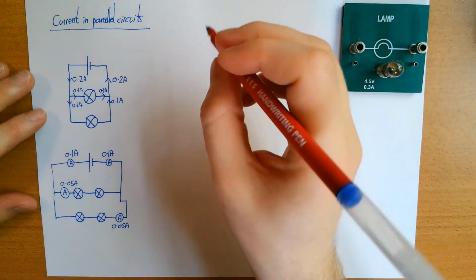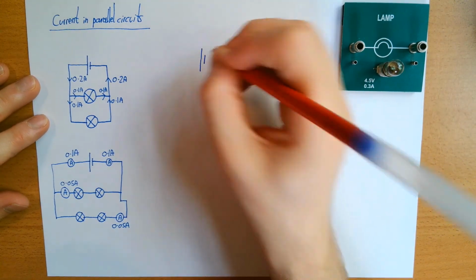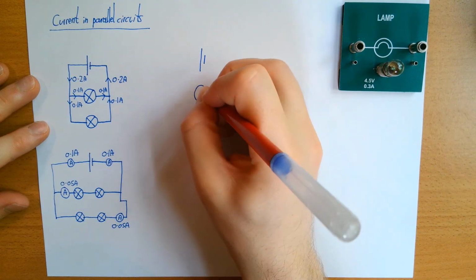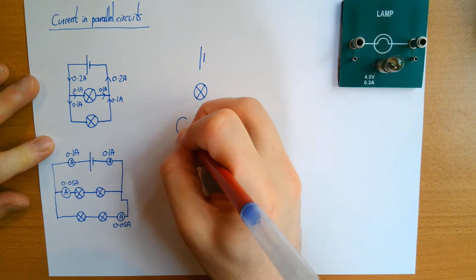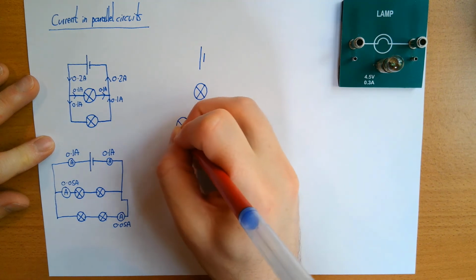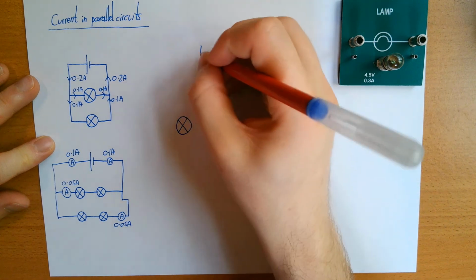But in this circuit, I'm going to put one bulb in this branch, and I'm going to put two bulbs in the second branch.